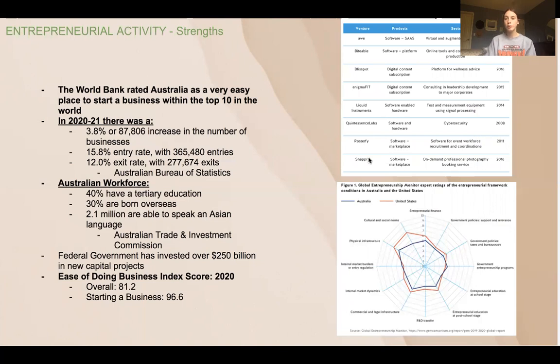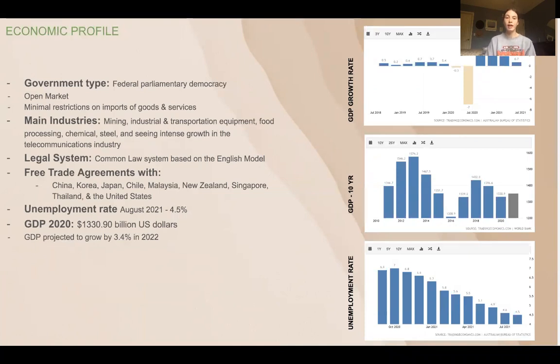Looking at the economic overview and environment in Australia, they have a federal parliamentary democracy and they operate in an open market. They have a common law system based on the English model for their legal operations. So that's kind of their policy makeup and everything like that.